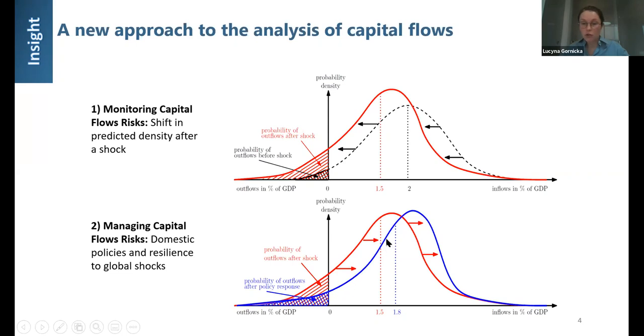density function corresponds to this outlook for future flows, conditional on the adverse global shock and conditional on the use of policy intervention. So both the median flows improve and the probability of net outflows declines compared to the case with no policy intervention, which again is given by the red density function. So in a nutshell, this is what we will try to study in the paper.